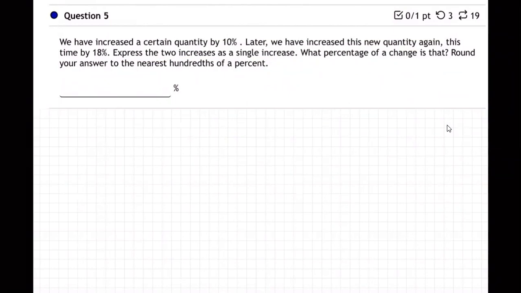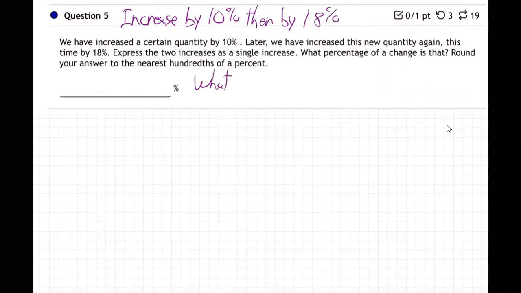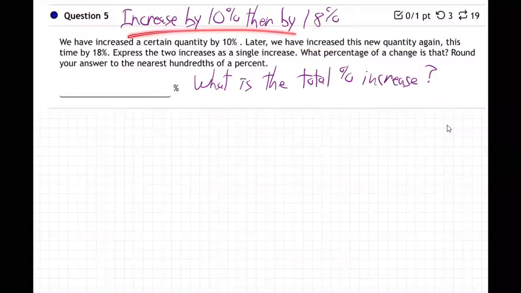That's a weird question, isn't it? So basically, we're going to increase by 10%, then by 18%. What is the total percent increase? That's the question. So we increase by 10%, then by 18. What's the total percent increase?